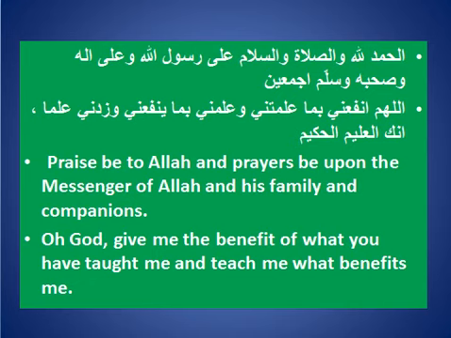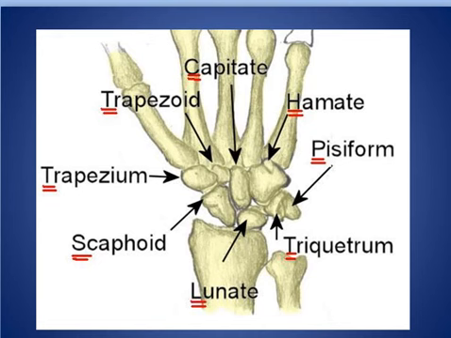My topic today is about the normal wrist. The wrist consists of bones, and we will discuss the distal radius, the distal ulna, and the carpal bones. The carpal bones are 8 in number: scaphoid, lunate, triquetrum, and pisiform, and hamate, capitate, trapezoid, and trapezium.